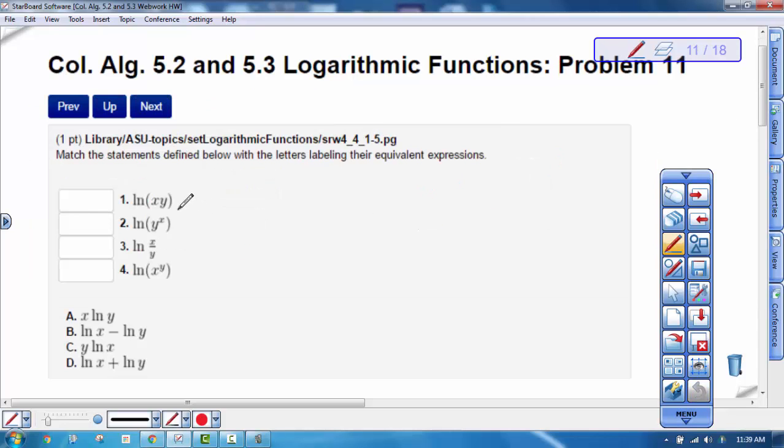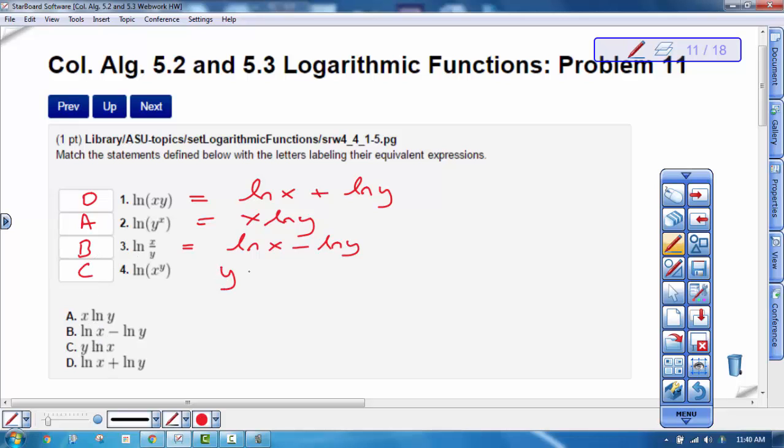All right, the next problem wants us to rewrite these. Well, I can rewrite this using our natural log properties. This is going to turn into natural log of x plus natural log of y. That's a product property, and so looking for that, that's D. This one I can bring down the exponent and write it as x natural log of y. That's our exponent property, and that's A. This one I can rewrite using log of x minus the log of y, and that's on our formula sheet. That's the quotient property, and that's B. And the last one, I'm still only left with the one, C, I can write as y natural log of x by just bringing down the exponent. Once again, that's our exponent property.